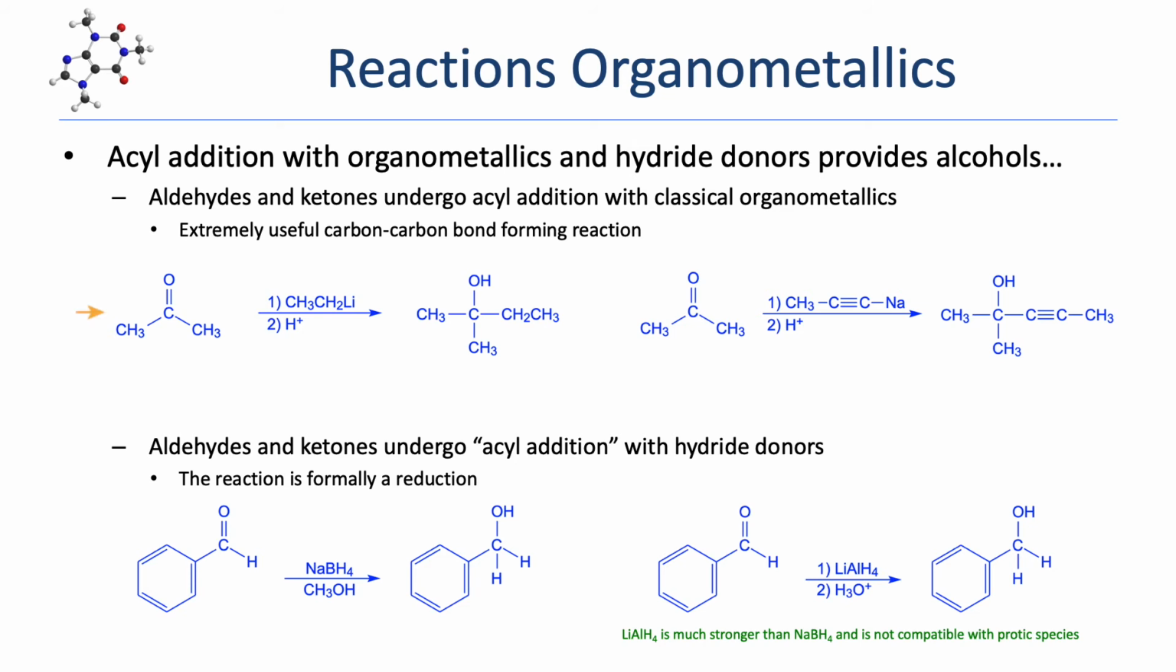In the first example, we see acetone reacting with ethyl lithium followed by an acidic workup. The reaction forms a new carbon-carbon bond, resulting in a tertiary alcohol. In the second example, we see a similar reaction of acetone with an acetylide ion. In each case, the reaction mechanism is identical to that of the cyanohydrin formation. The strongly nucleophilic organometallic reagent attacks the electrophilic carbon of the carbonyl, and the resulting alkoxide is protonated in the acidic workup.